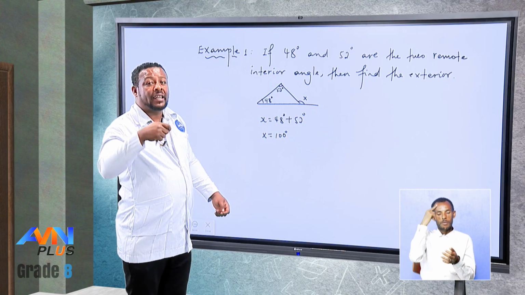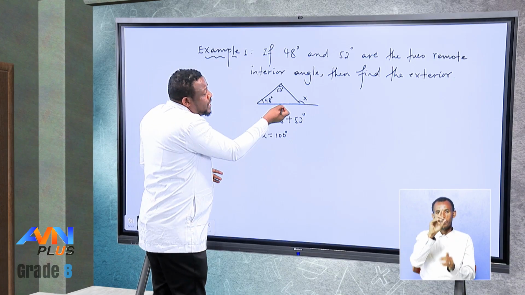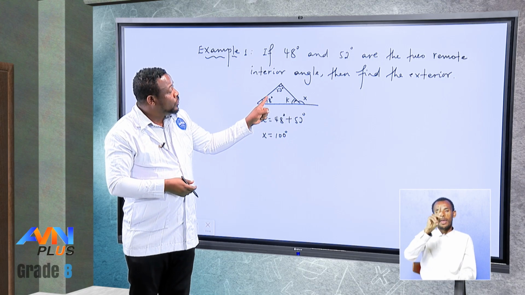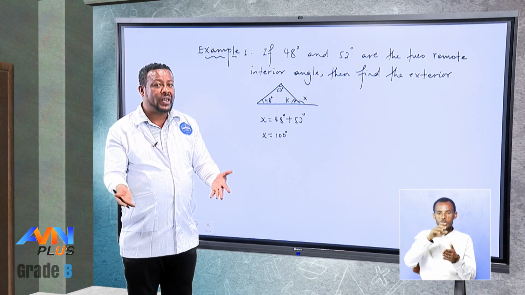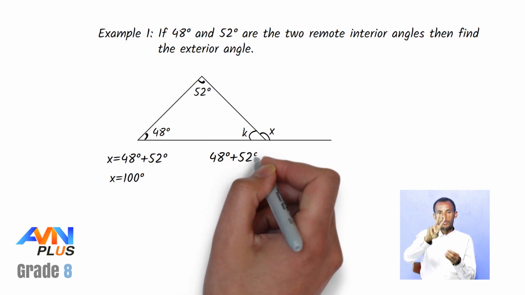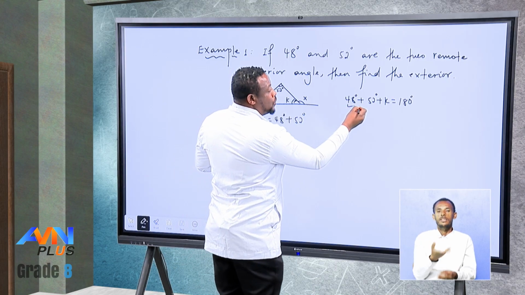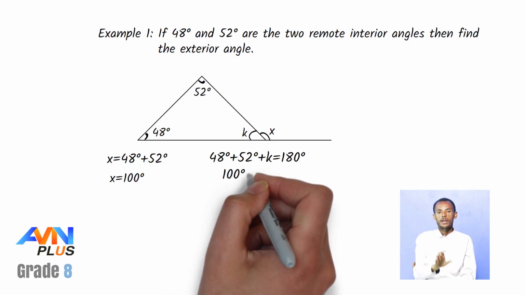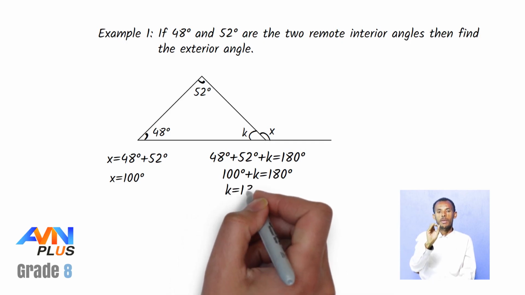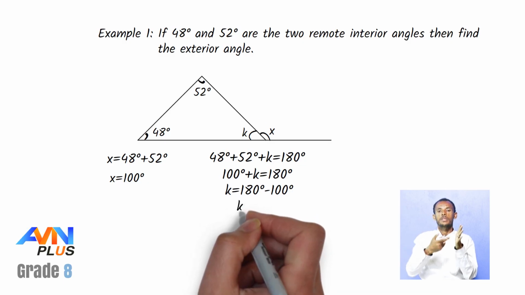If you remember, in the first theorem, we said that the sum of the interior angles of a triangle is 180 degrees. Say this is angle K. These three should be 180 degrees. That means 48 degrees plus 52 degrees plus K is 180 degrees, right? So the sum of these two is 100 degrees plus K equals 180 degrees. So K can be 180 degrees minus 100 degrees. That means K is 80 degrees.